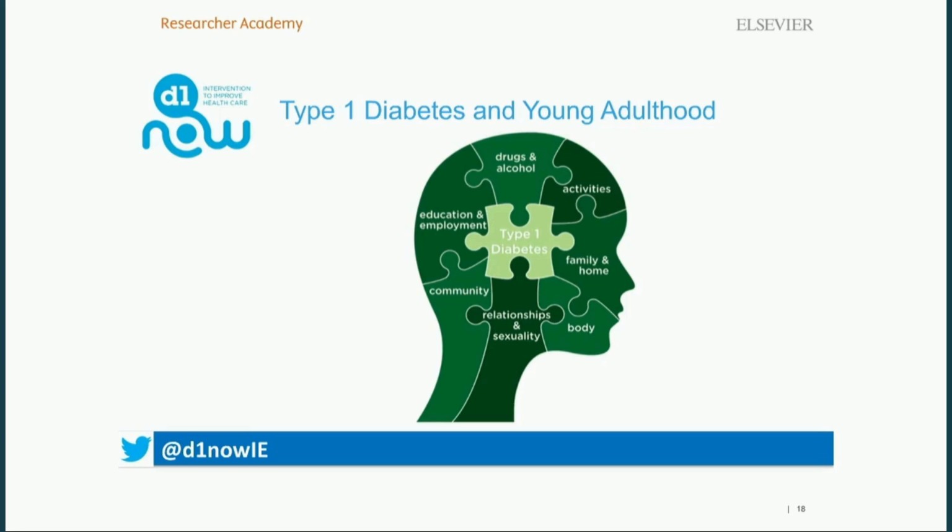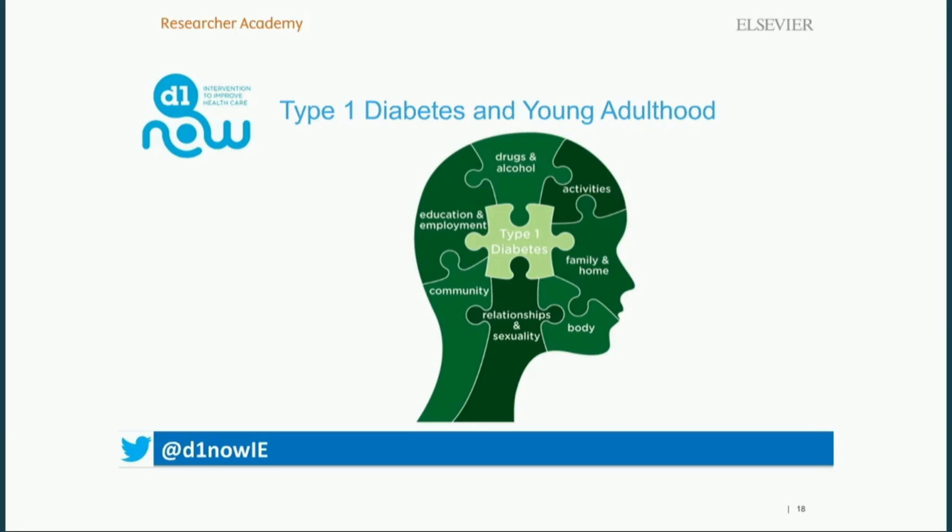So just a bit of background. D1 Now is focused on improving outcomes for young adults with type 1 diabetes, young adults age 18 to 25. And as we all know, whether you're a young adult now or were a young adult, there's lots going on at that time of your life, whether that be college, relationships, alcohol, family, and so on. Lots of stuff going on, never mind living with type 1 diabetes, which requires intensive self-management.